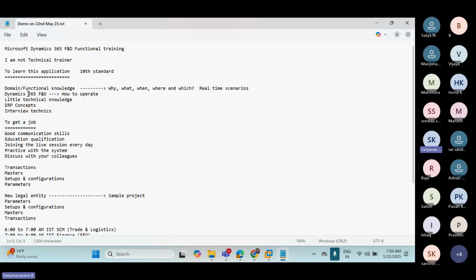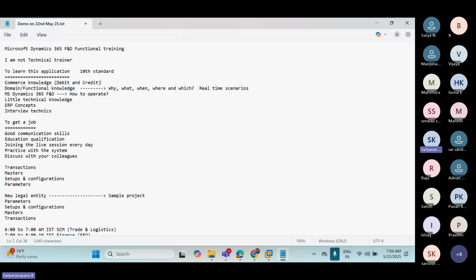Next is the Microsoft Dynamics 365 F&O application, how to operate. You need to learn that. Next, a little bit of technical knowledge, ERP concepts, and then interview skills, interview techniques. Along with this, if you want to learn finance, F&O finance, you have to have commerce knowledge. Here, commerce knowledge means debit and credit.